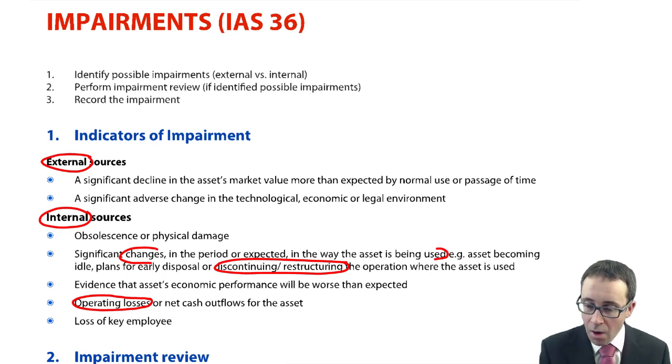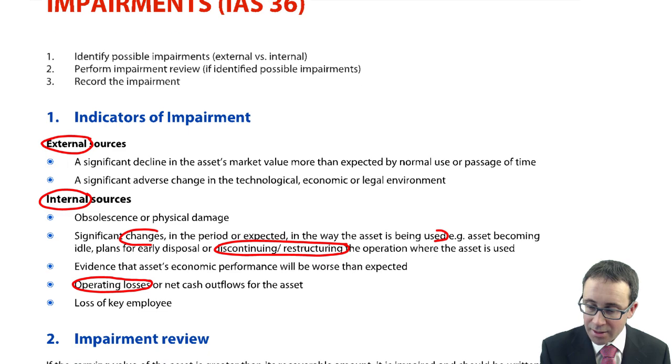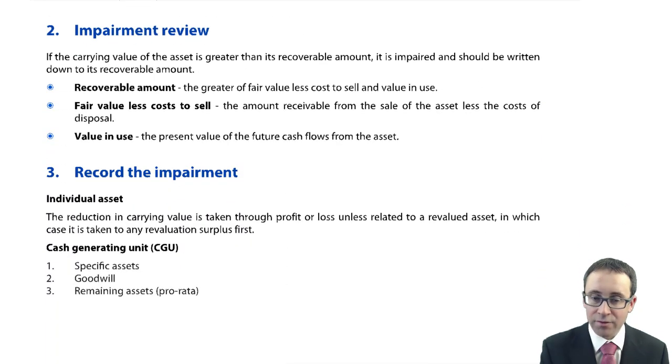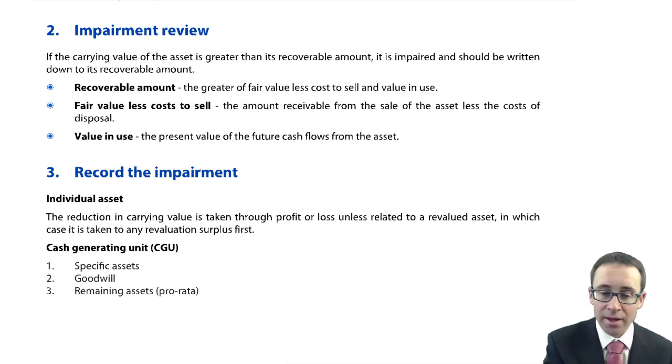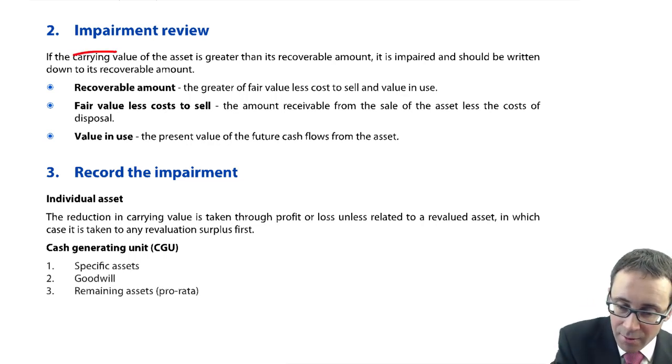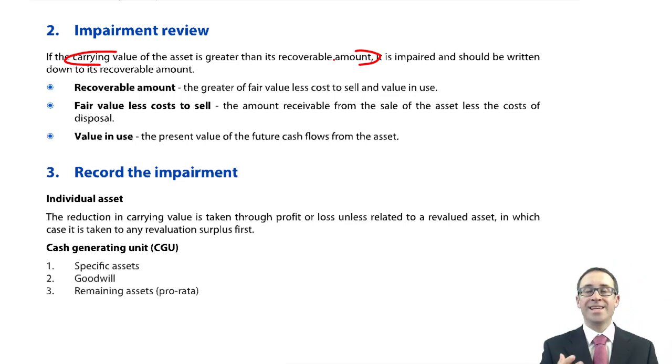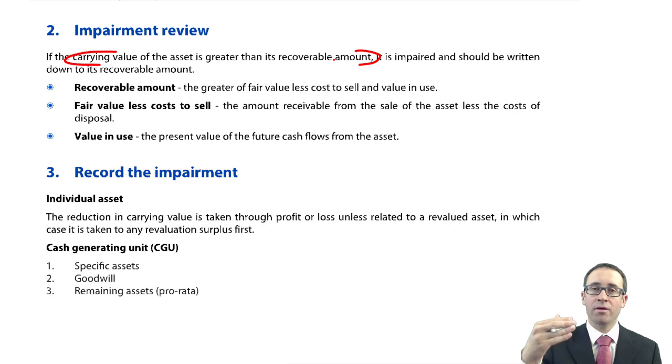Once you've got the indicators, that's when you then go through and perform the impairment review itself, isn't it? So remember, the key bit there is that we look at the carrying value. If it is greater than the recoverable amount, then it is impaired, isn't it? And you impair it from its carrying value down to its recoverable amount.